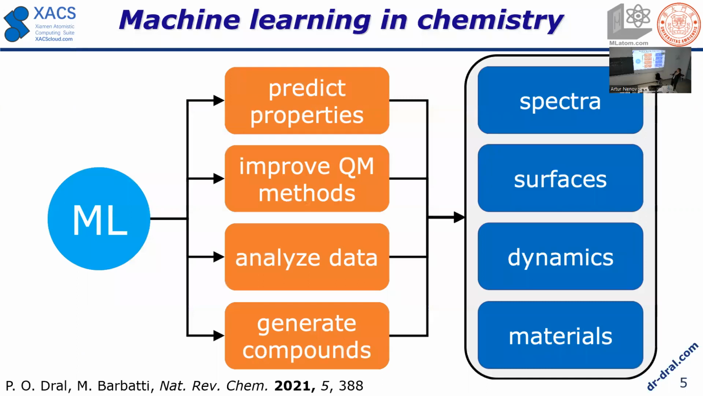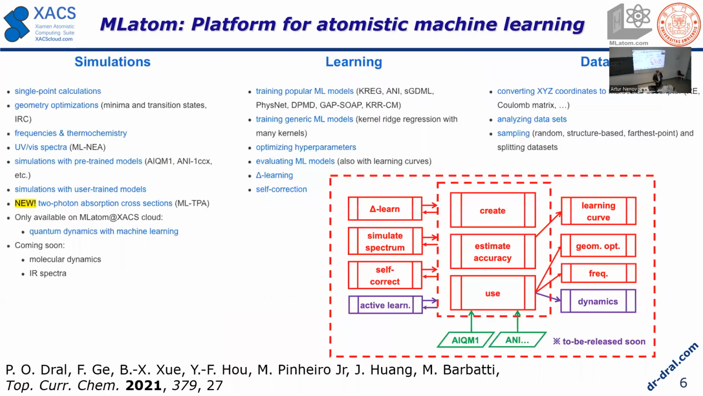All right, so now to the scientific part. We do machine learning and chemistry for quite some time, and there are many different ways you can use it. You can use it to predict properties directly. You can improve quantum mechanical methods. You can analyze data, generate new compounds. And this all can later lead either directly to prediction of spectra or via improved quantum mechanical methods. So there are many different ways and combinations. It's basically up to your imagination, right? What you can do with it.